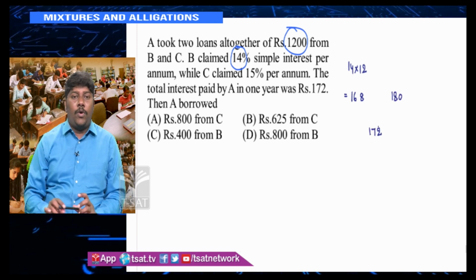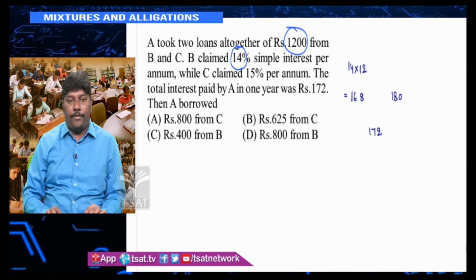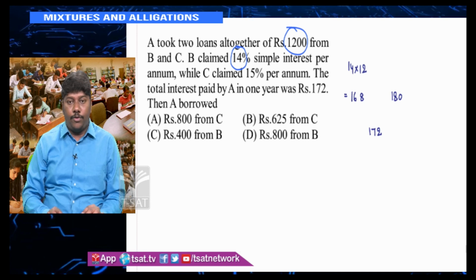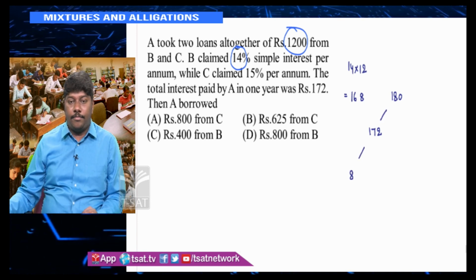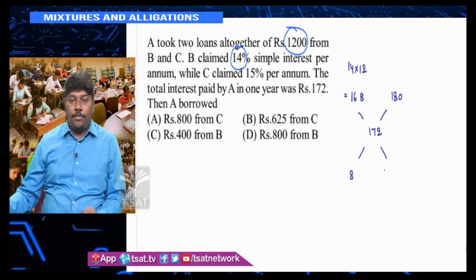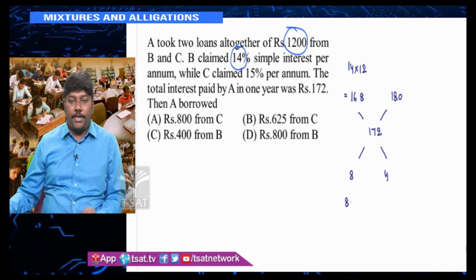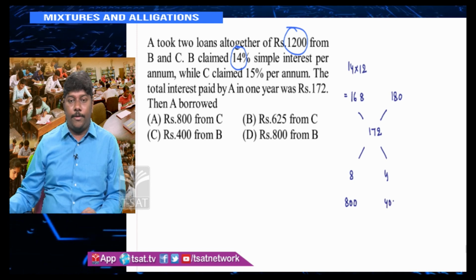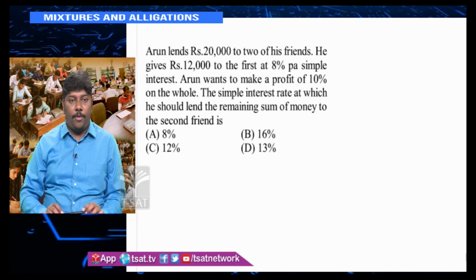So find out the whole amount. If I give it for 14%, I am going to get 168. If I give it for 15%, I am going to get 180. But I am getting 172. Therefore, you are actually mixing them in the ratio 8:4. Put together 12 parts. 12 parts is 1200, so each part is 100. 800 you are giving to B, 400 you are giving to C. This is also related to simple interest and compound interest.